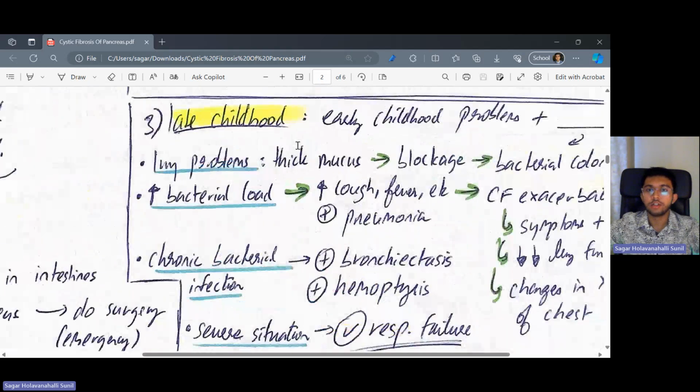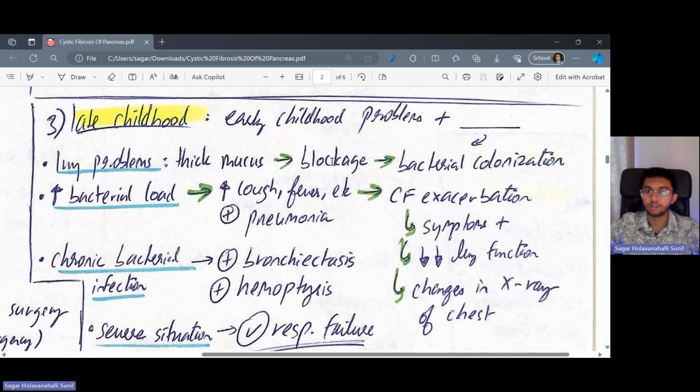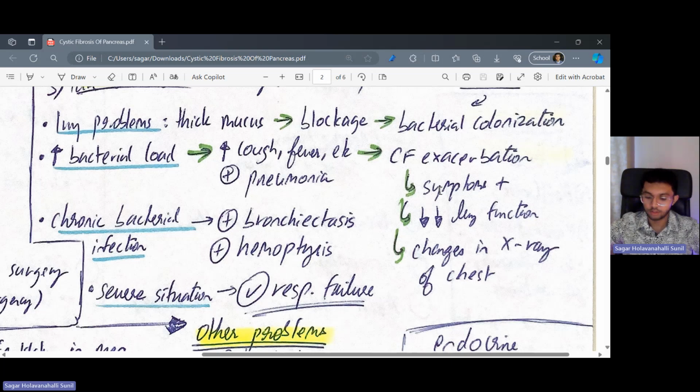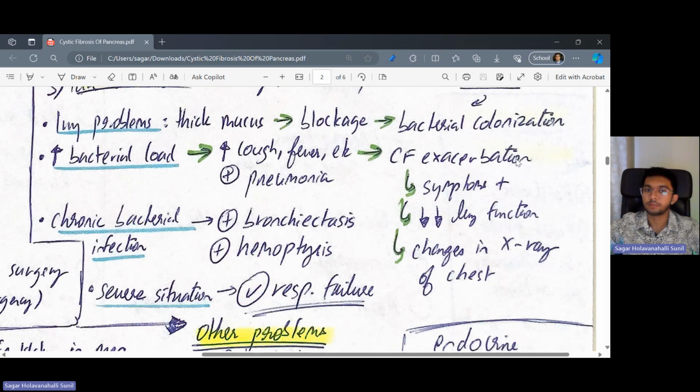Now, coming to late childhood, you're going to have all the problems of early childhood plus lung problems. Number one is that thick mucus in the lungs will cause a blockage, which will then cause bacterial colonization. This will obviously cause cough, fever, and pneumonia. When there's decreased lung function and also visible changes in the X-ray of the chest, it's called a CF exacerbation.